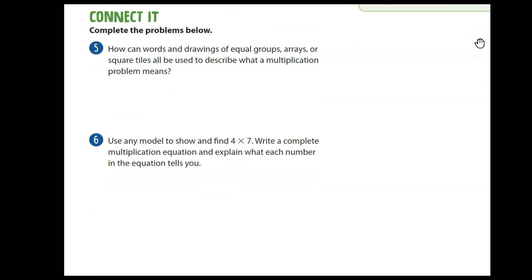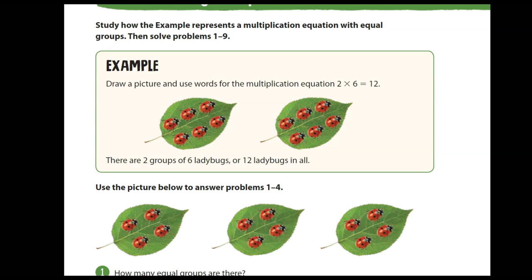It says, how can words and drawings of equal groups, arrays, and square tiles all be used to describe what a multiplication means? We use this to answer the questions at the bottom. Okay, it says, study how the example represents a multiplication equation with equal groups.